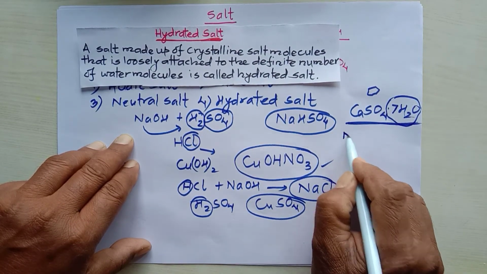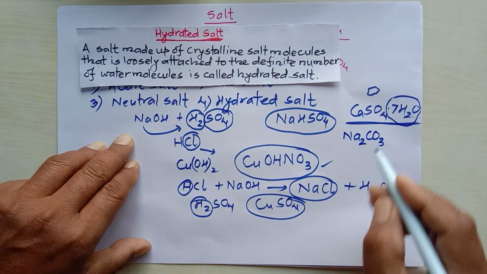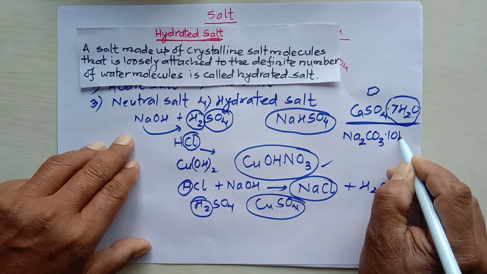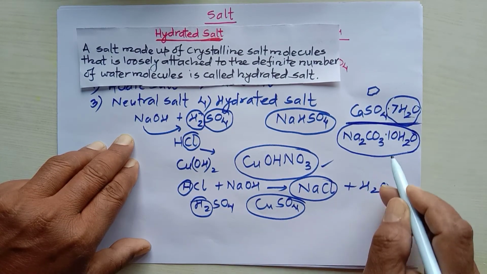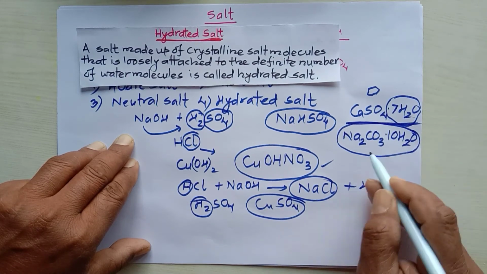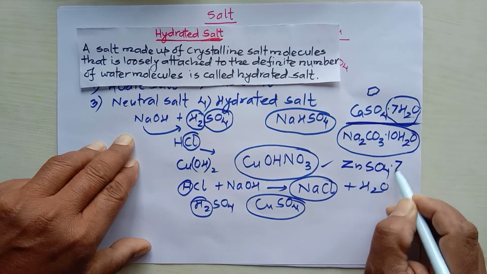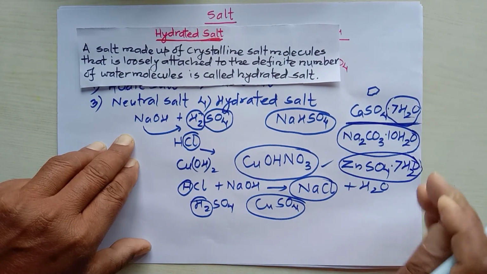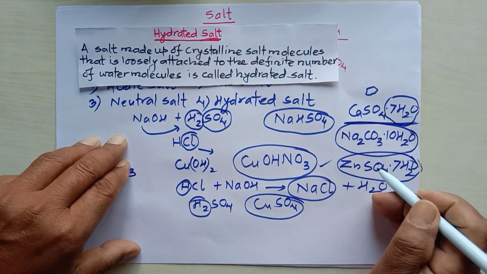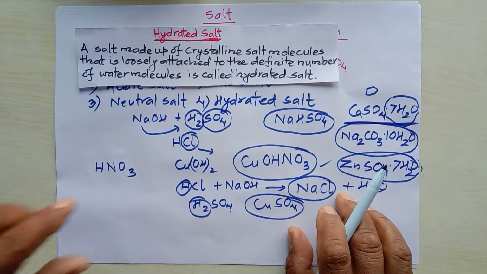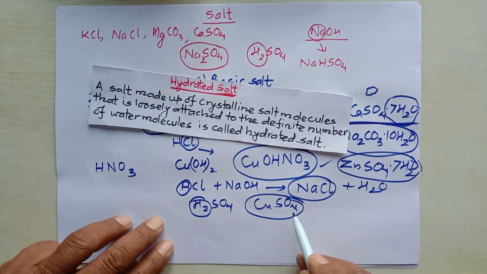In the same way, I want to take another salt as an example: Na2CO3. This is just sodium carbonate, but this sodium carbonate is normally attached with 10 molecules of water, and it is available in the form of what? Crystal. And this is called a hydrated salt because water molecules are attached with the molecule of sodium carbonate. The other also, just for example, zinc sulfate. Zinc sulfate is attached with 7 molecules of water. This is another hydrated salt. This way, water molecules are attached to the salt, and that is called hydrated salt. This is also called water of crystallization. And thus we can define four basic types of salt: acidic salt, basic salt, neutral salt, and hydrated salt. Okay, this much for today.